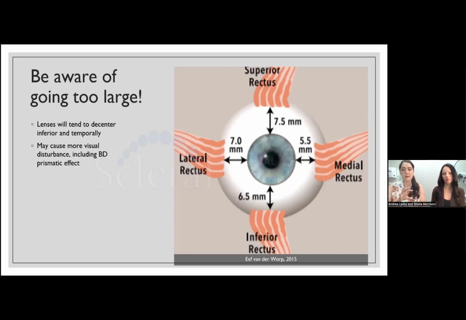But of course, this is where we move from maybe spherical to toric, we go to quadrant specific, and if not enough, we go to more intelligent designs, and even that. Because if they do decenter down and out, you can be inducing prismatic effect as well, and that can create some havoc for some patients too.